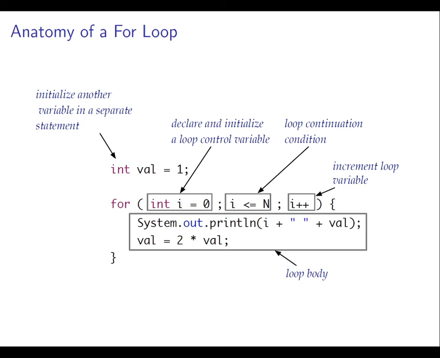So this is a very typical example of a three-part for loop. We have int i equals 0, which is declaring and initializing a variable which we call a loop control variable. This is the one which is going to count how many times we've been around the loop and get incremented each time. Then the loop continuation condition, the Boolean expression in the middle, is going to check whether the loop control variable has or has not reached a certain bound.